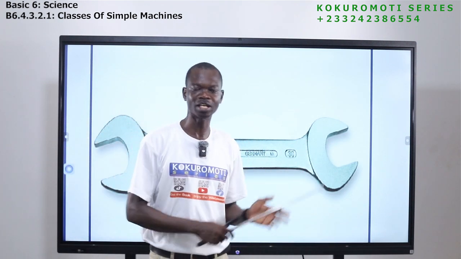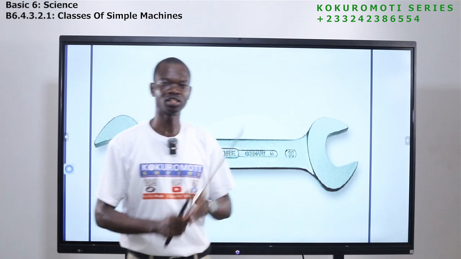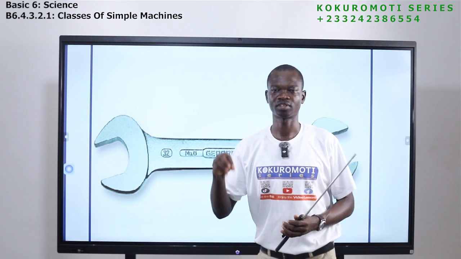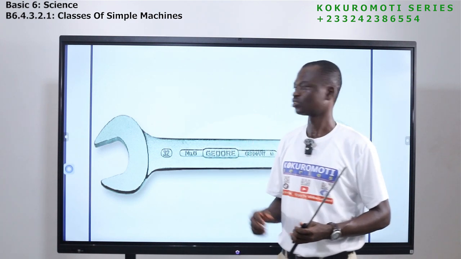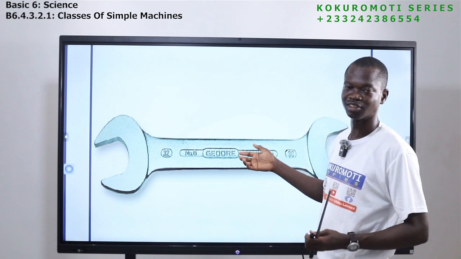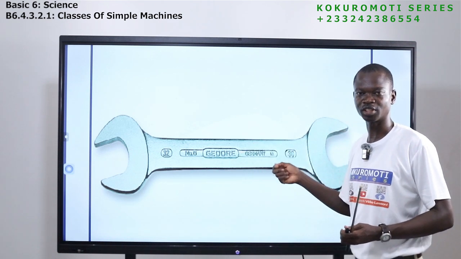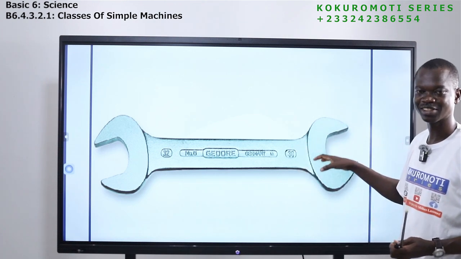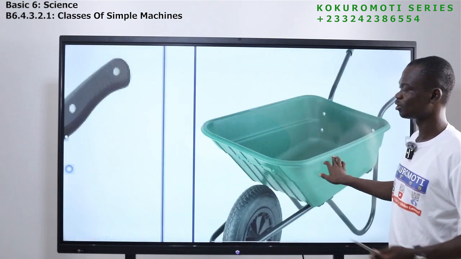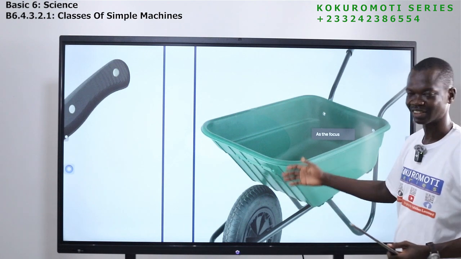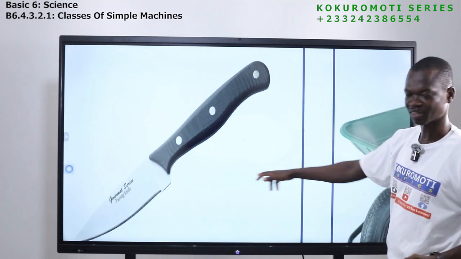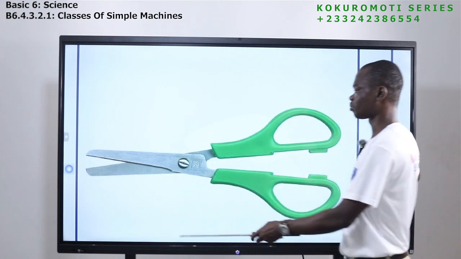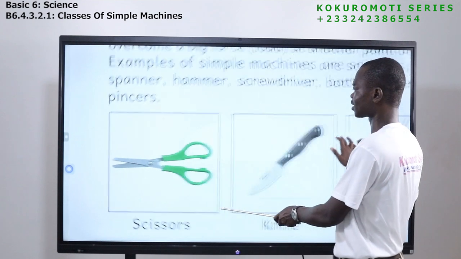These machines, we use them, they don't use electricity. They don't use batteries. They don't need any source of energy before they can work. If you want to use a spanner, do you need electricity before you can use it? Do you have to get petrol and fill it before you can use a spanner or wheelbarrow? No. You just take it and use it. It's a simple machine. Look at the knife. It's a simple machine. Look at the scissors. It's also a simple machine. They all help us to work faster.